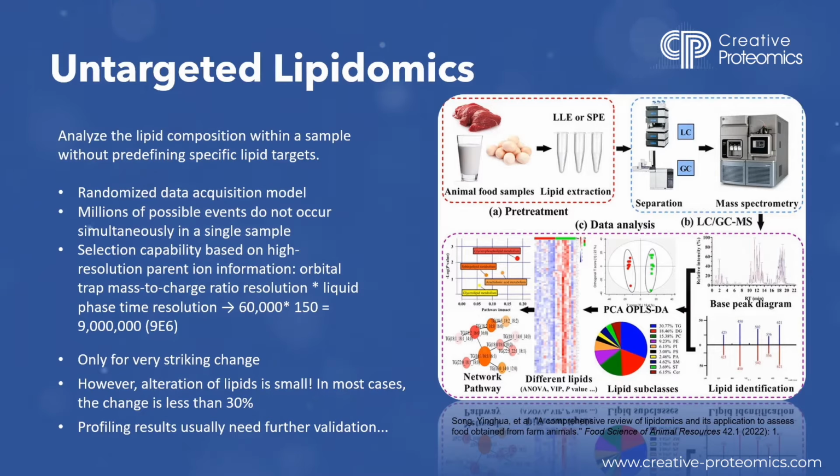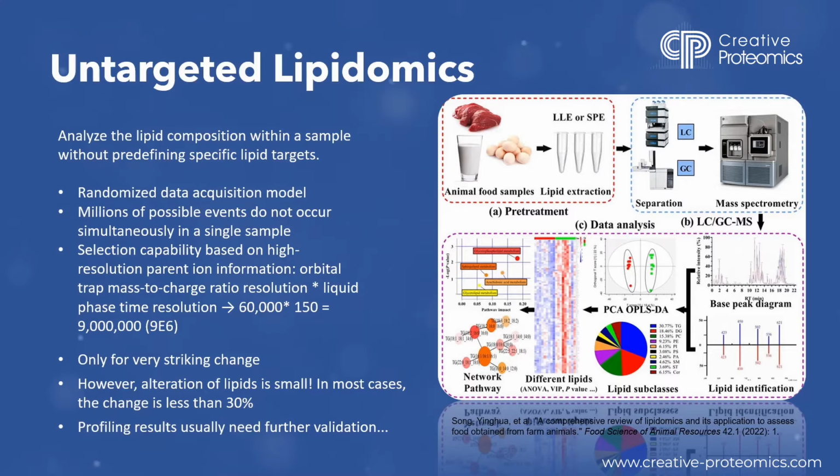However, it is important to acknowledge the limitations of untargeted lipidomics analysis. Firstly, this approach is most effective in detecting striking changes in lipid profiles. It may not be as sensitive in identifying subtle alterations where the change is less than 30% in most cases. Therefore, untargeted lipidomics is particularly useful when investigating significant and pronounced shifts in lipid composition.